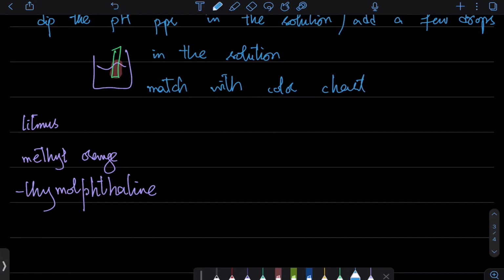The color for litmus, as you know, what's the color for litmus in acid? Red. Red. Very good. Okay. What is methyl orange in acid? Red. Methyl orange is actually yellow. Okay. And what color is thymolphthalein? It is colorless.